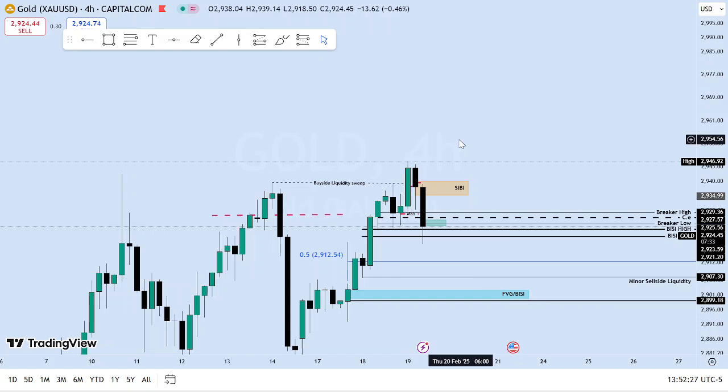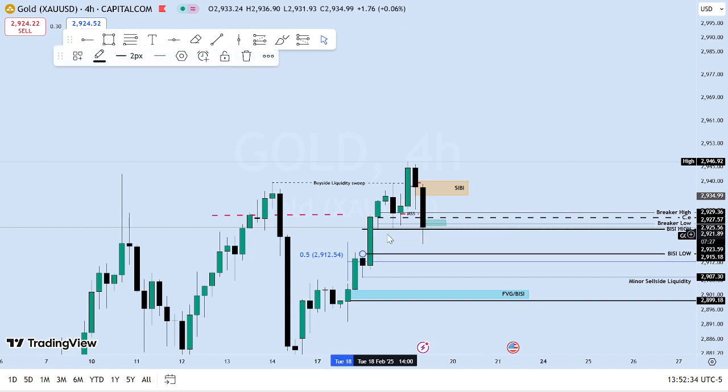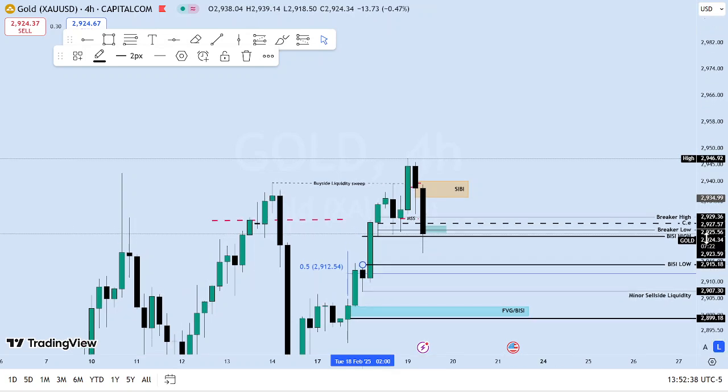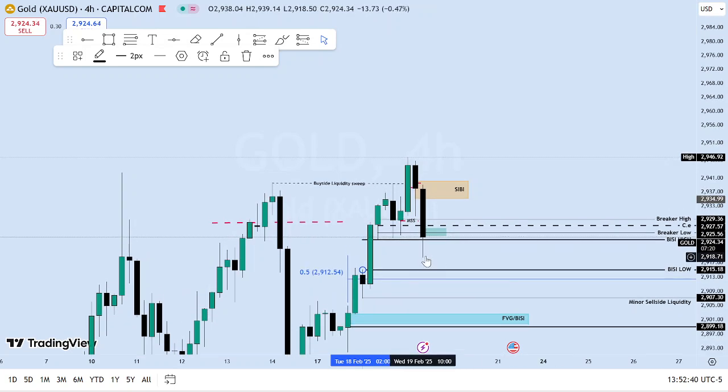On 4 hour we have an inefficiency here now, which price has delivered into. I see the inefficiency here. I see price has delivered into it, making it an inefficiency. Yeah, it's a gap. It's an inefficiency. It's a void, like a space.